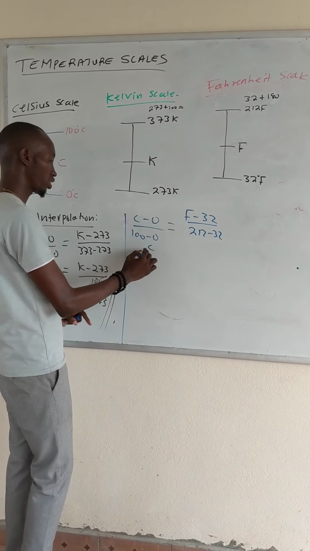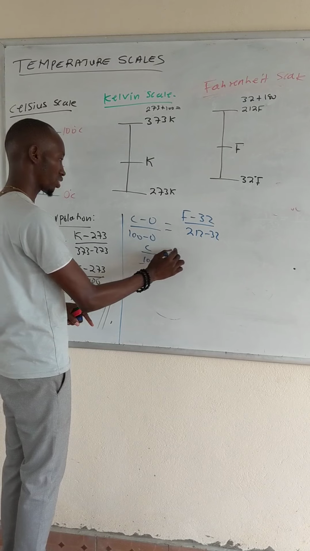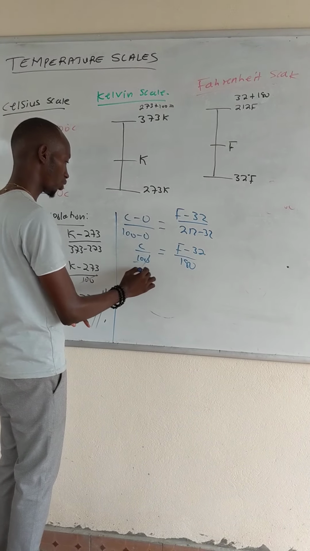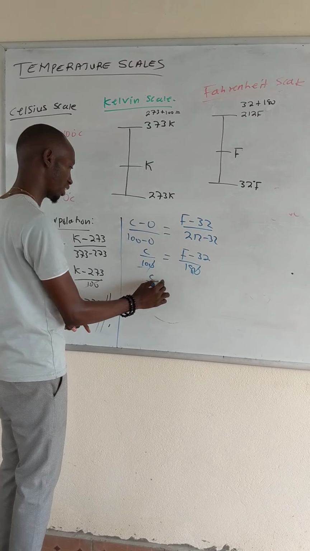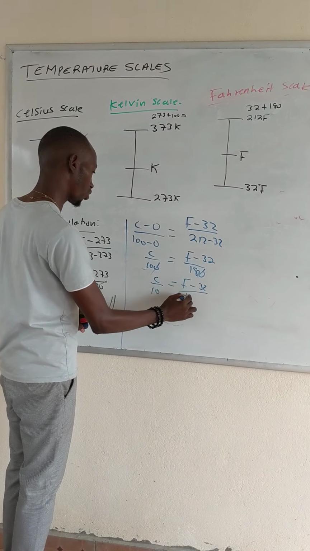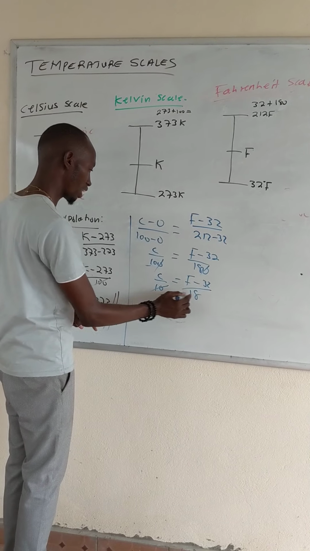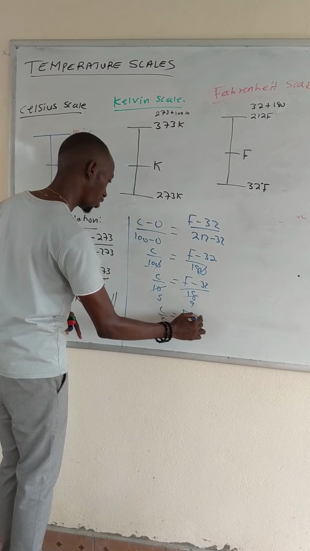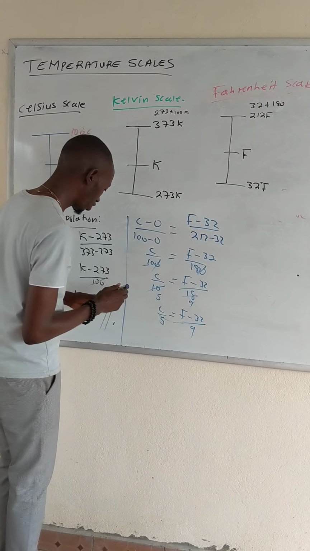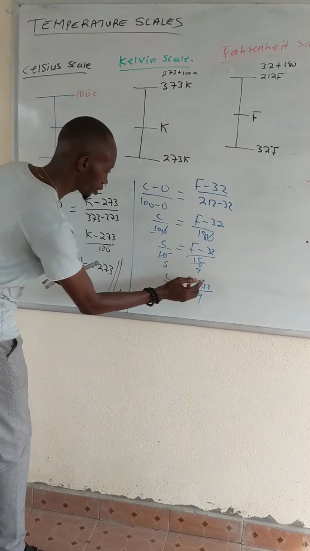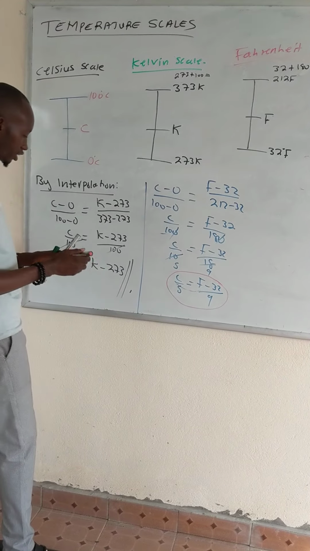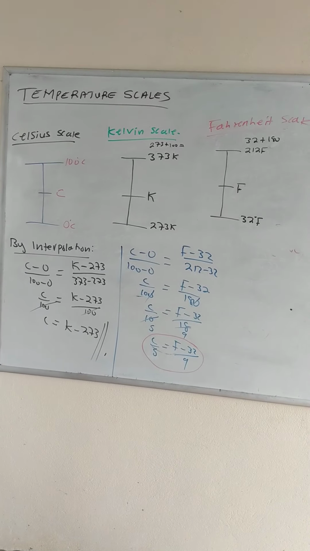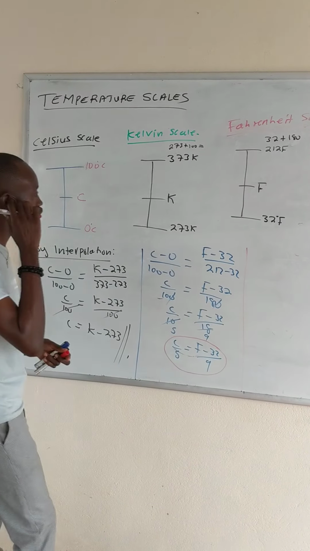So C minus 0 is C, all over 100 minus 0 is 100, equals F minus 32, this minus this is 180. 0 cancels 0, so we have C all over 10 equals F minus 32 all over 18. 2 into 10 is 5, 2 into 18 is 9. So C all over 5 equals F minus 32 all over 9. So this is the relationship that connects the Celsius scale and the Fahrenheit scale. So this is it.